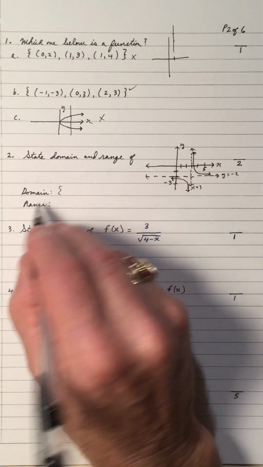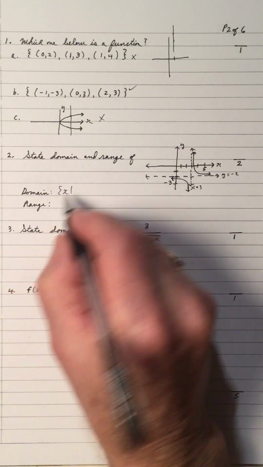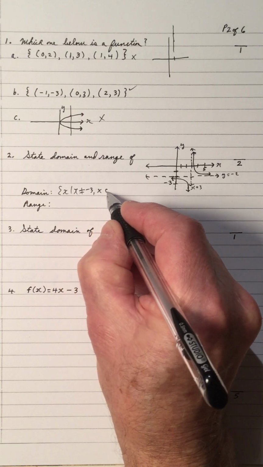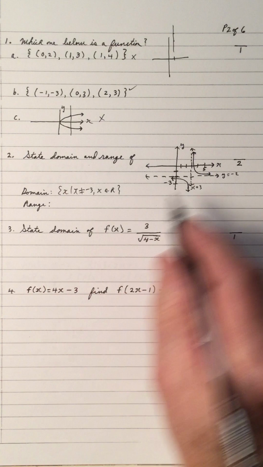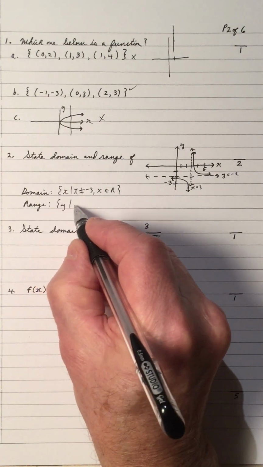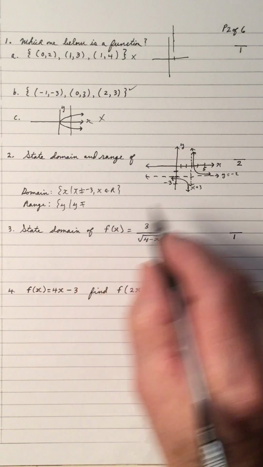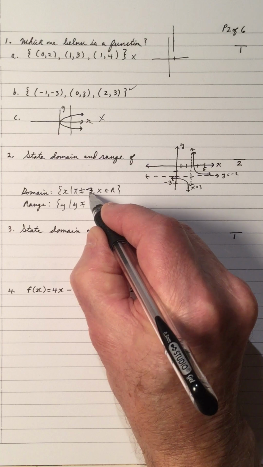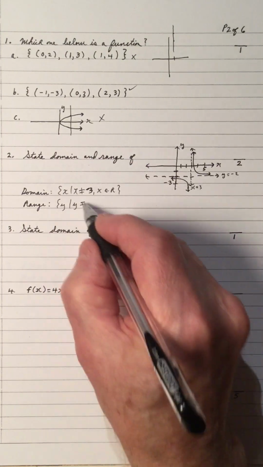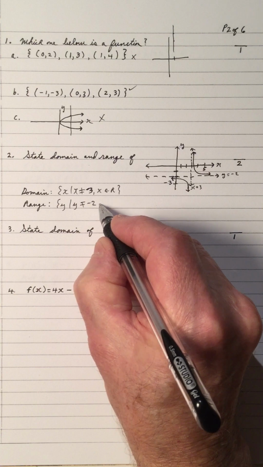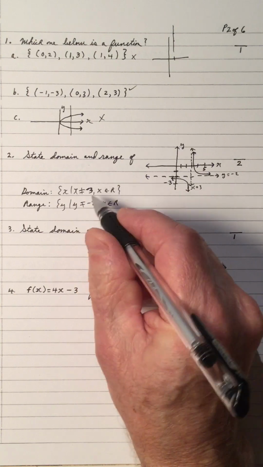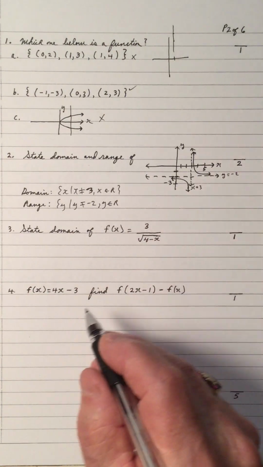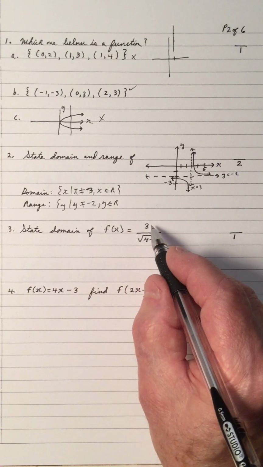So the domain is the x values, a set of all x's such that x is not equal to 3, where x belongs to the reals. The range is the y values, set of all y such that y is not equal to, I said not equal to negative 3. Notice that's a 3, not negative. And right here, y is not equal to negative 2, where y belongs to the reals. So if you have x is not equal to 3, y is not equal to negative 2, give yourself a mark each.